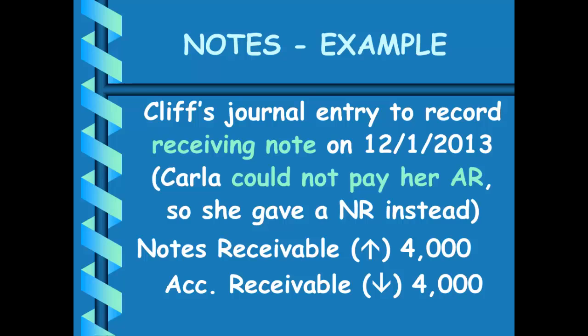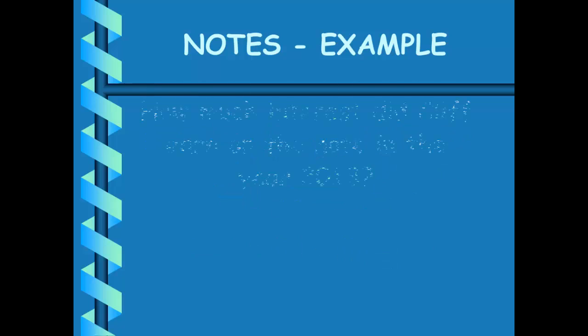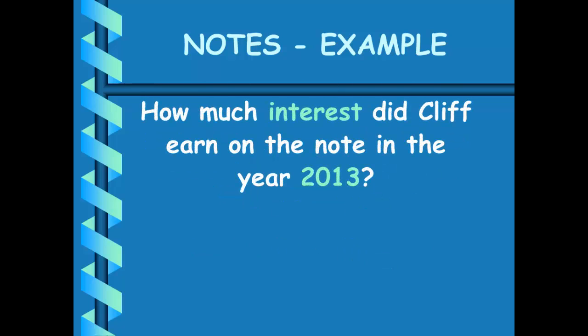This is a 90-day note. This note is received in 2013. It won't mature until 2014. As of December 31st, Carla has had the use of our money for how many days? 30. I need to make an adjusting entry to accrue 30 days worth of interest. I want you to take a minute and calculate that amount for me, please. How much interest have we earned in 30 days on this note?